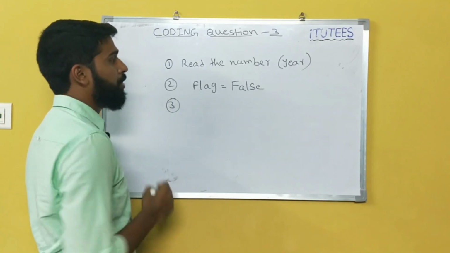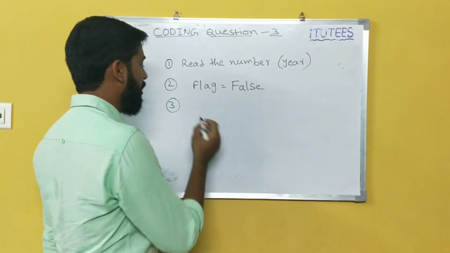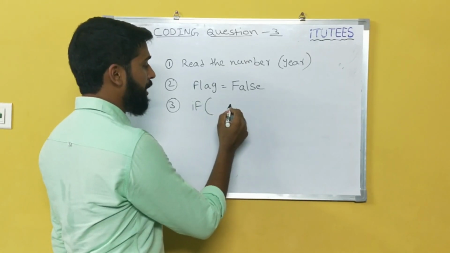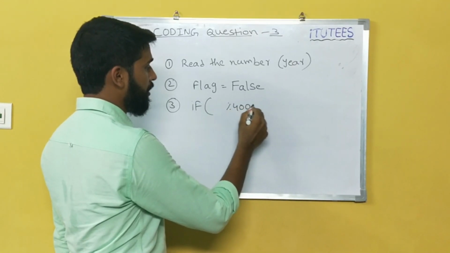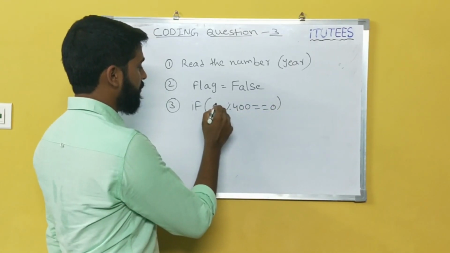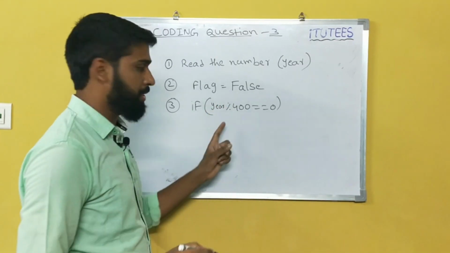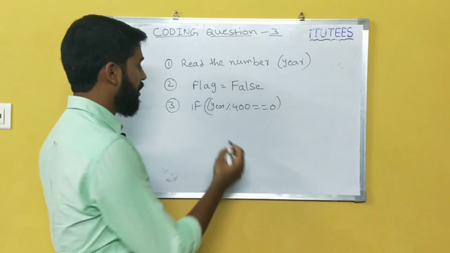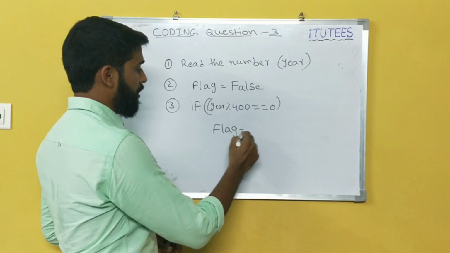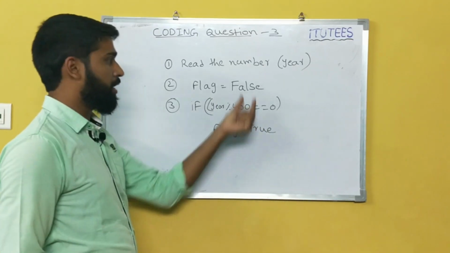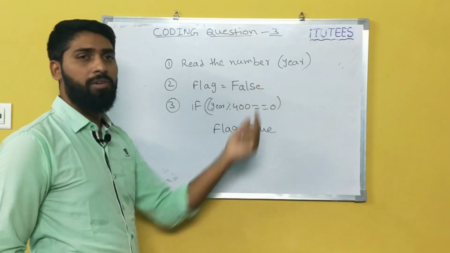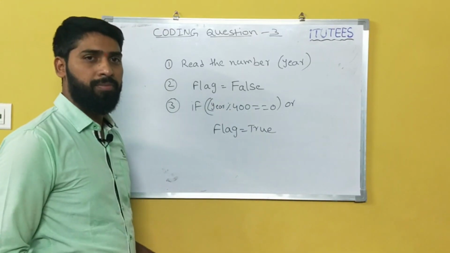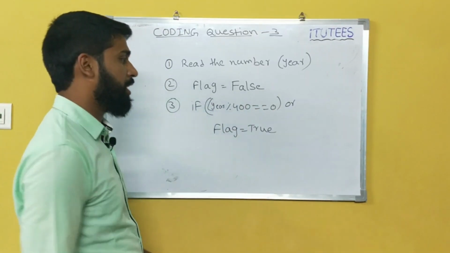The next step, I am going to check whether the given year is leap or not. How? What is the condition? It is divisible by 400. Year percentage 400, that means it returns the remainder, equals to 0, then you directly change the flag into true. That means if it is true, the given year is leap year. And if it is false, then I can check another condition.